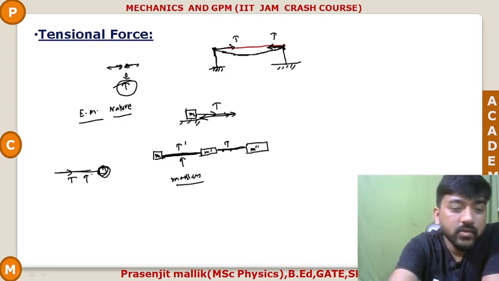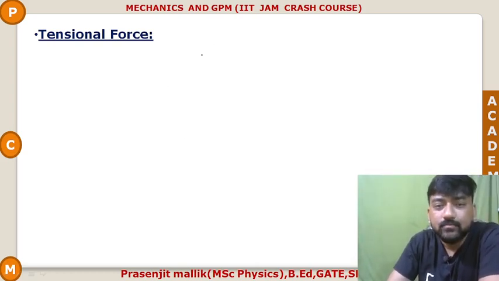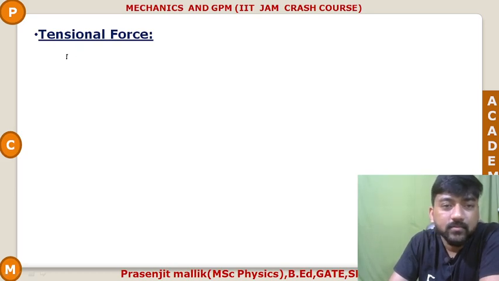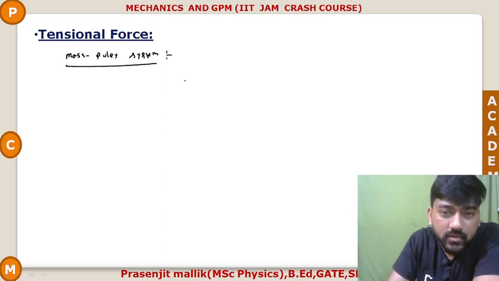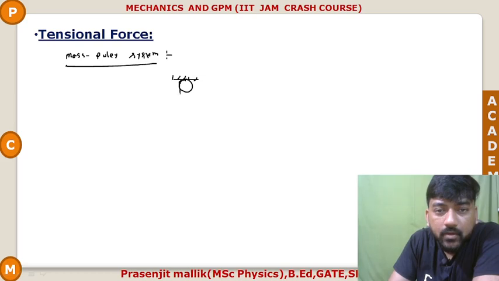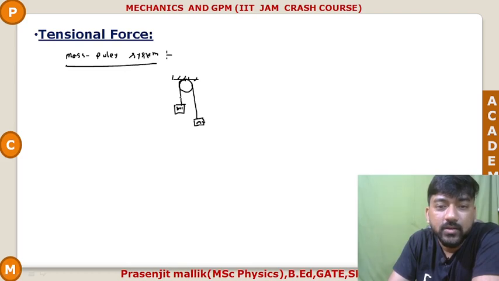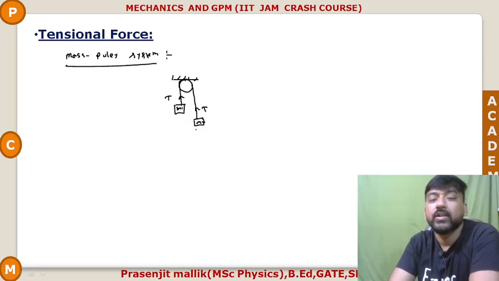Similarly, we will see some mass pulley systems. This is a very popular problem, the mass pulley system, and tensional force will arise there also. In a mass pulley system you can sometimes see this kind of situation. Suppose we have a pulley and we have two masses, M1 and M2. This is M1 and this is M2. Now you can see what the tensional force is at this point. At this point the tensional force will be away from the object, so T, and at this point it will also be away from the object, so it will be T.